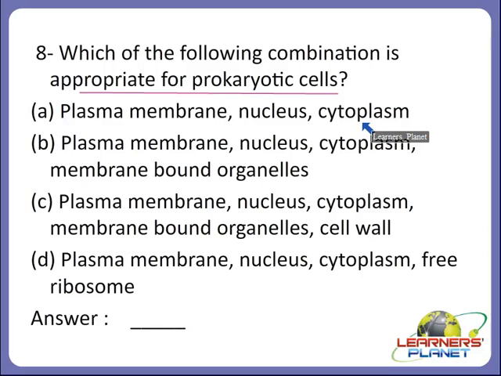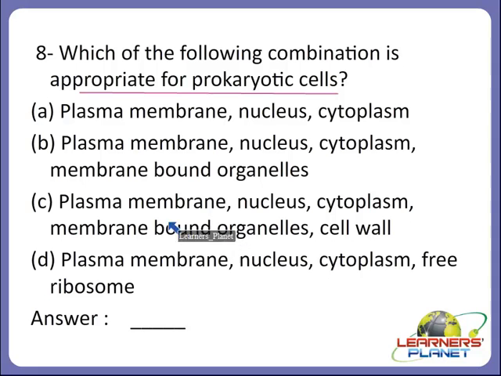So before finalizing it, let us have a look over the other options also. Another option is plasma membrane, nucleus, cytoplasm, and membrane bound organelles. Now these membrane bound organelles are absent in the prokaryotes. Fine, so this option is now removed. This is of course a wrong answer.